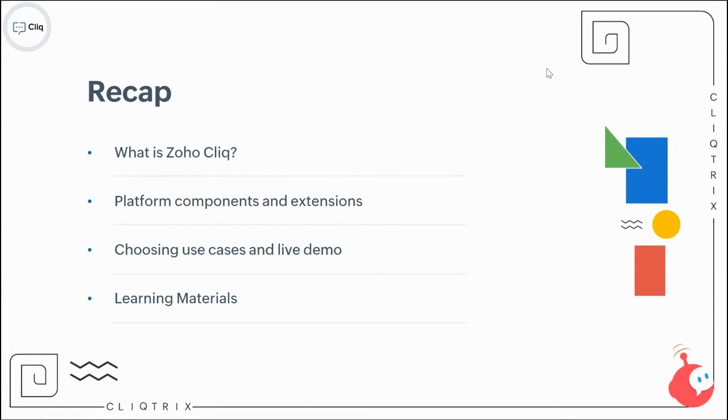So let's recap what we learned in this webinar. We learned about what Zoho Cliq is and how it's useful in business communication. And we learned about all the different platform components, such as bots, slash commands, and everything, and how an extension is created. We bundle all these platform components together to form an extension. That is what an extension is.